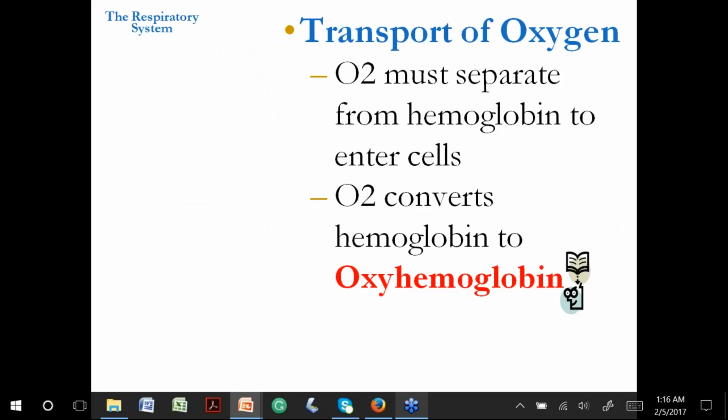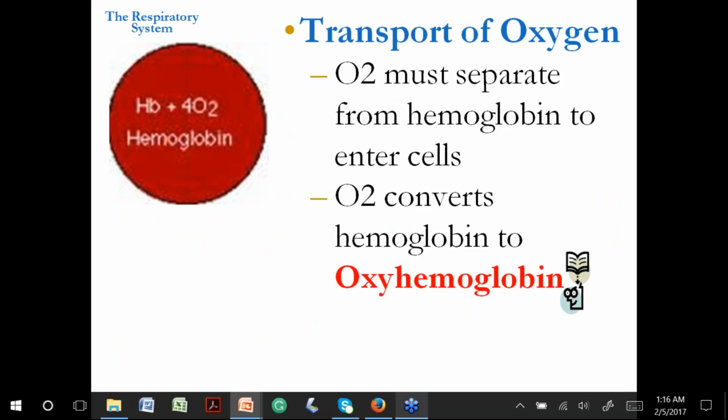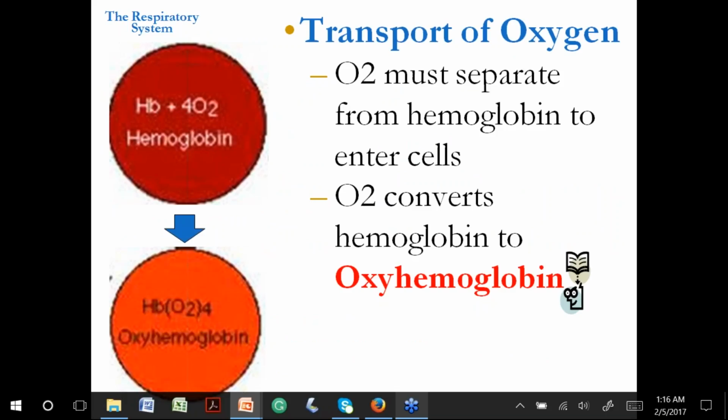Now, how is oxygen going to be transported? Another thing that you need to keep always in mind is that hemoglobin plus oxygen is going to give you oxyhemoglobin. Question, please. Open eyes, open ears.